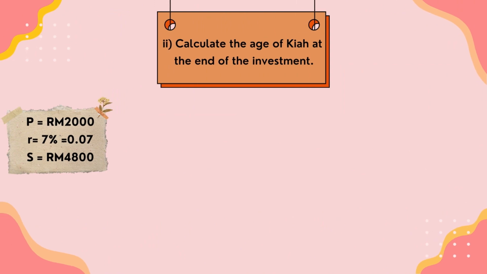Second Roman, it is telling you to calculate the age of Kia at the end of investment. So, what we need to do first is basically just listing down what is P, R and S. I have listed it down as you can see. P equals RM2000, R is 7%, but you will need to change it to decimal and it will be 0.07. And S equals RM4800. For your information, P is principal, R is rate and S is simple amount. Other than that, we shall begin now.